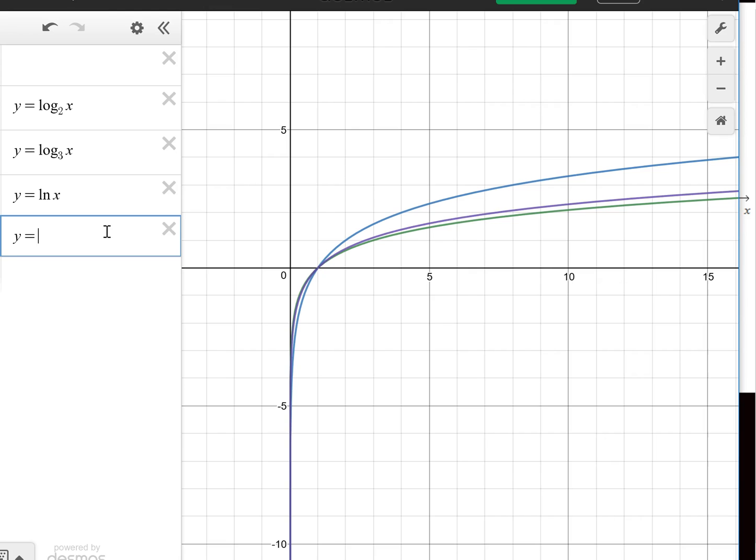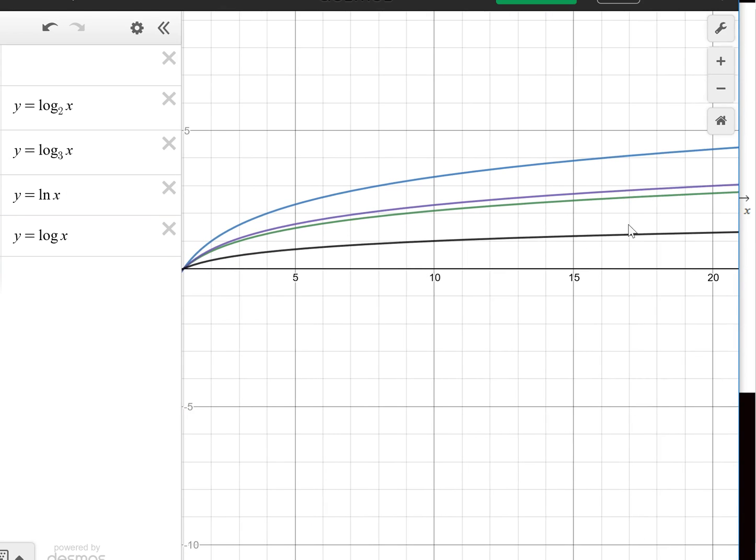Some other ones, if we do log x, that's going to be log base 10. And of course, that guy is going to hug the y-axis a lot faster and then grow a little bit more slowly. When would it spit out 2? It spits out 2 when I put in 100, because 10 squared is 100. So I'm not going to get y to be 2 until I'm out at 100. So that's why it doesn't quite grow as quickly.